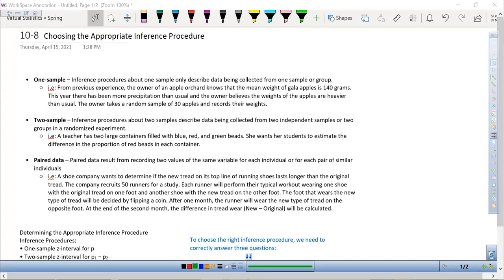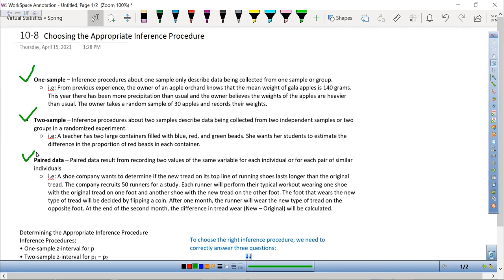This video is going to go through the last section, 10.8, which is choosing the appropriate inference procedure. The first thing that they will go through, and questions that you'll see, are just having you identify what type of sample we're looking at in a problem. There are three different things that we're looking at: one sample data, two sample data, paired data.